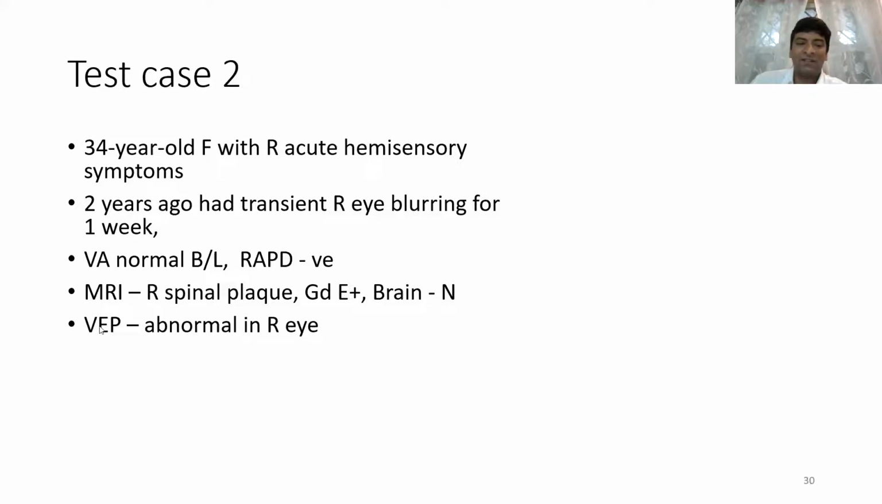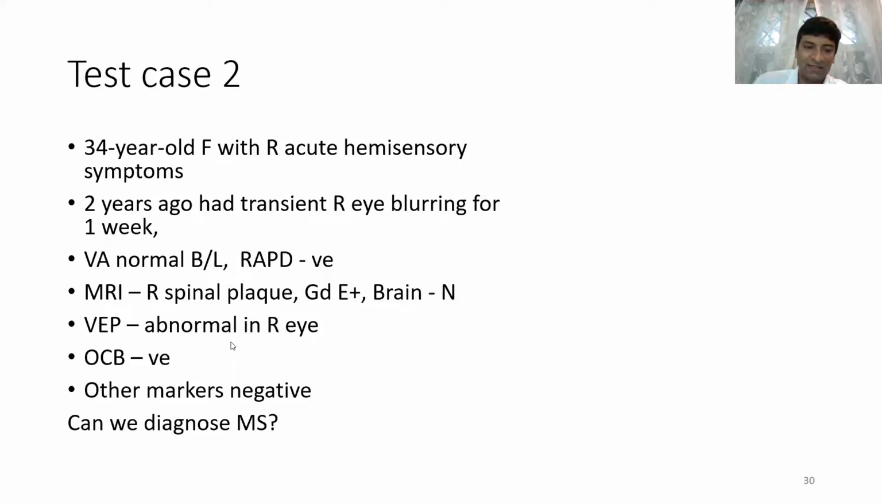However, a visual evoked potential was done, which was abnormal in the right eye, corroborating the historical account of transient right eye blurring. Oligoclonal bands, unfortunately, were negative, and other markers were negative. Can we diagnose MS in this patient? What do you think?